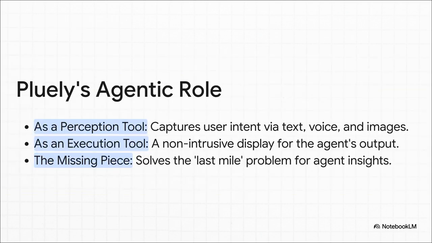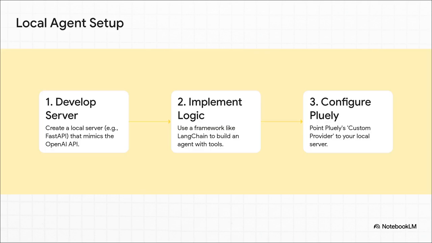So where does a tool like Pluely fit into all this? Well, it's not the agent itself, right? It's not the brain. Instead, it's the perfect user interface layer for an agent. Think about it. It's a perception tool because it can capture what you want through text, voice, or images. And it's an execution tool because it can display the agent's output in that slick, non-intrusive overlay. It basically solves what you could call the last mile problem. How do you deliver an agent's brilliant insights to a person at the exact right time without getting in their way?